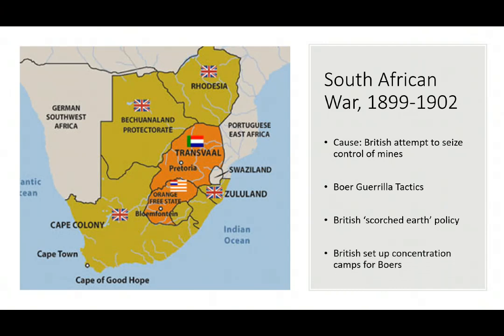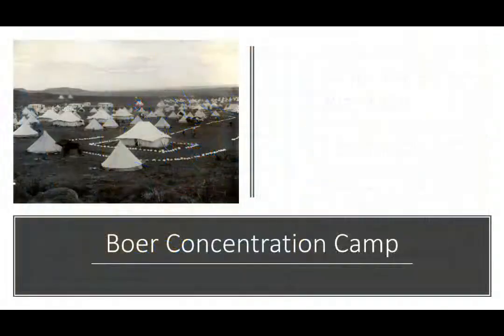And scorched earth really set up some devastating elements because the British really didn't know what to do with the Boers. They actually set up some concentration camps. The Boer concentration camps are really important to write down because the Boers are going to utilize this concentration camp to paint the British as uncivilized. And here we see what a Boer concentration camp looks like.